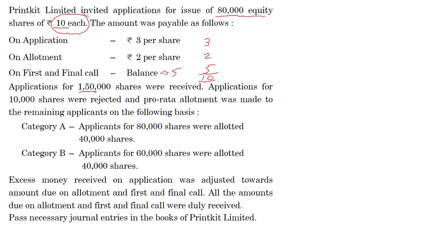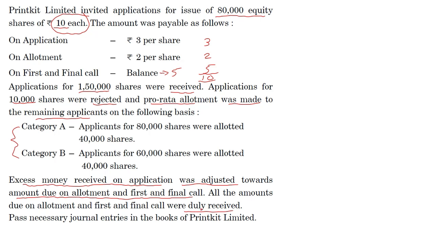Applications were received for 150,000 shares. Applications for 10,000 shares were rejected, and pro-rata allotment was made to the remaining applications on the following basis. Again, we've got category A and category B. Excess money received on application was adjusted towards amount due on allotment and first and final call. All the amounts due on allotment and first and final call were duly received.